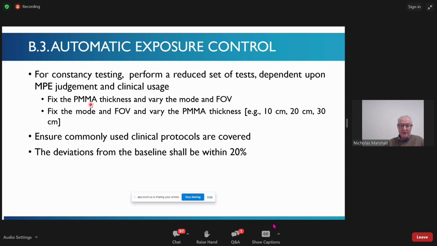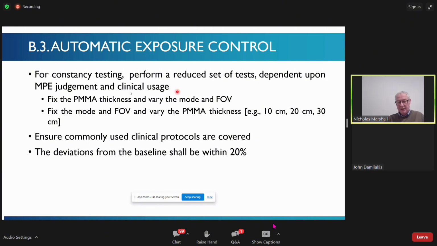So you do some kind of variations against which you measure the air kerma, and then compare your measurements, for example, the dependency, and also how things have changed from how you set them at commissioning. And you expect at most 20% deviation from the baseline. So this is quite standard AEC testing. This is characterizing the AEC, and then this is looking at its performance as a function of thickness or field of view.